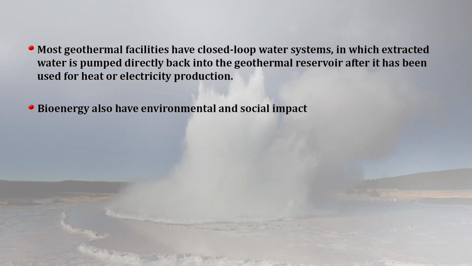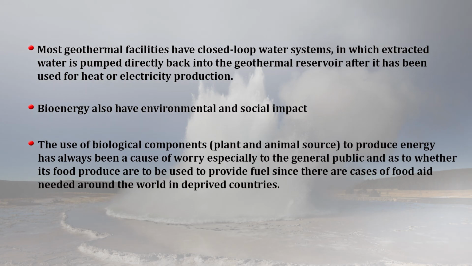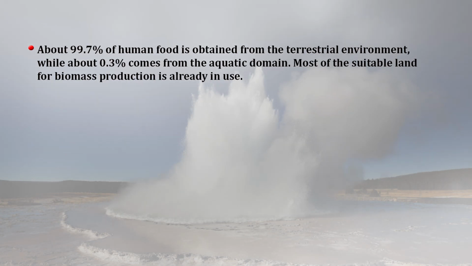Next is bioenergy. Bioenergy also has environmental and social impact. The use of biological components, plant or animal sources, to produce energy has always been a cause of worry, especially to the general public, as to whether food produced is to be used to provide fuel, since there are cases of food aid needed around the world in deprived countries. About 99.7% of human food is obtained from the terrestrial environment, while about 0.3% comes from the aquatic domain. Most of the suitable land for biomass production is already in use.